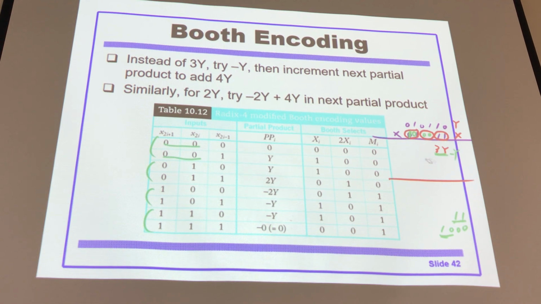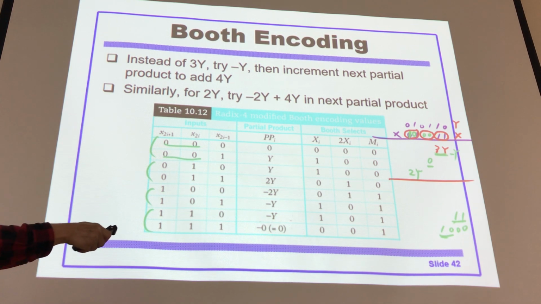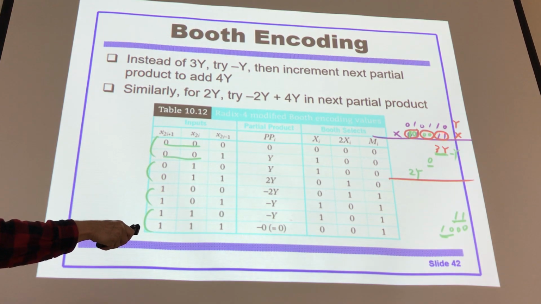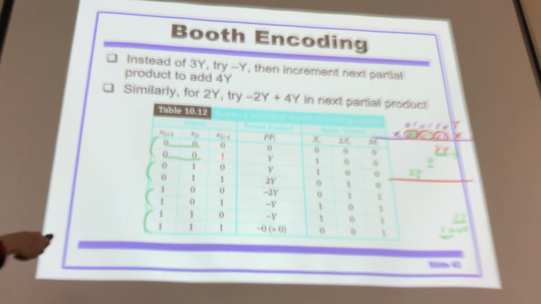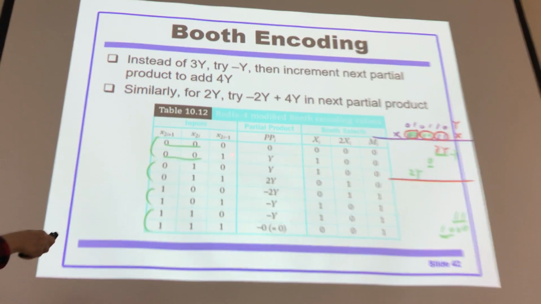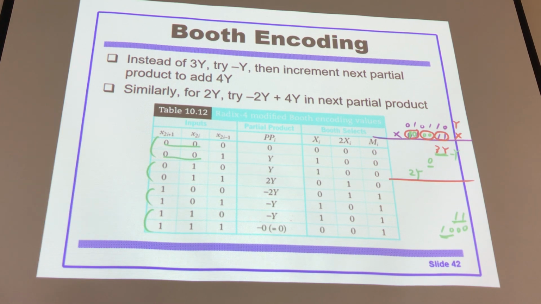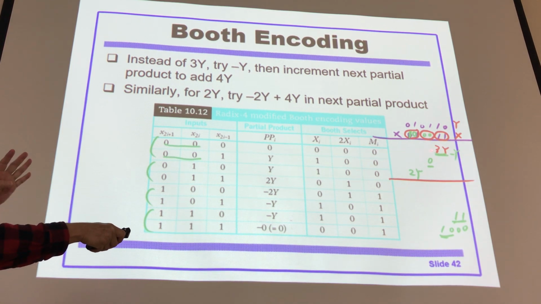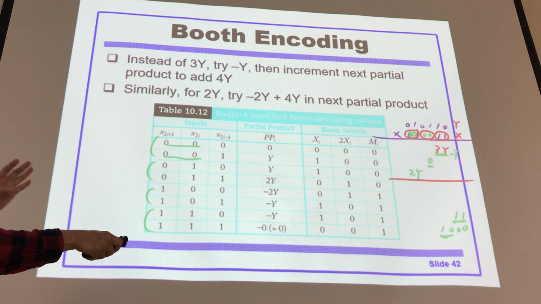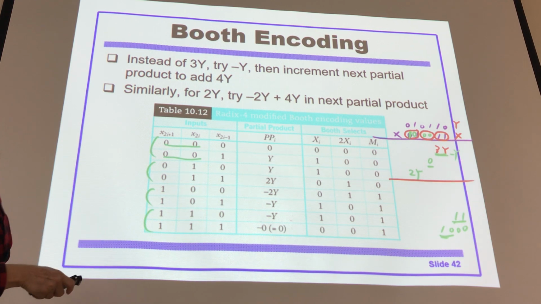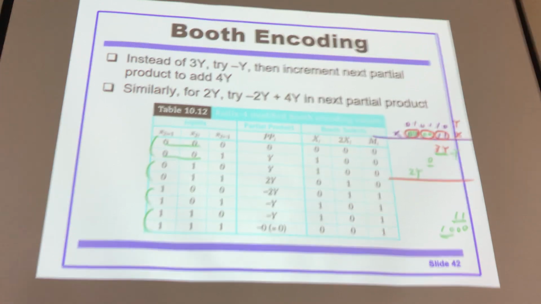So before it should be 0, before it should be 2y. But as I said, on the right hand side, the bit is 1. It means that you owe 4y in this product, meaning you owe here for 1y. So instead of 0, it should be y.